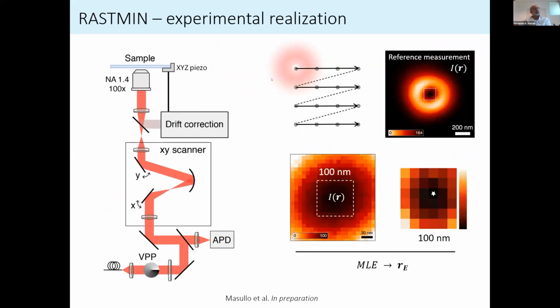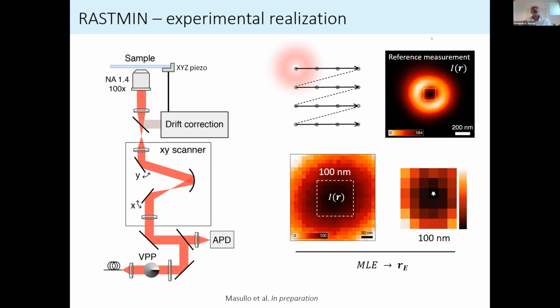Well, and even more recently, we implemented this RASTMIN method, which is a related method to MinFlux because it also uses a minimum of excitation light, but it's much easier to implement because you can implement it on any confocal microscope, because all you have to do is to obtain a raster scanning image of a molecule. And basically you need to do this twice. You need to do it once to obtain a reference measurement.